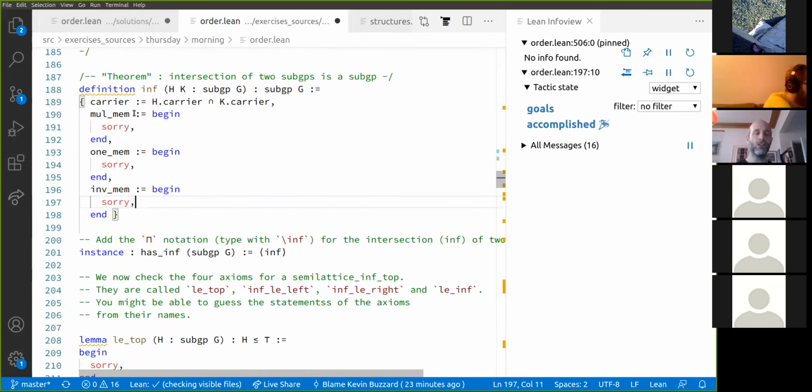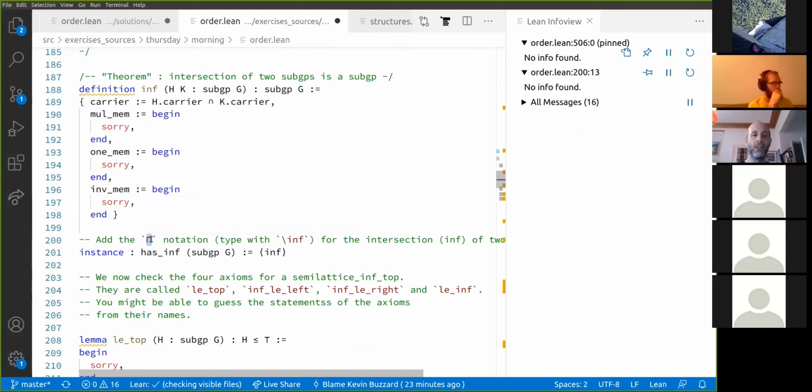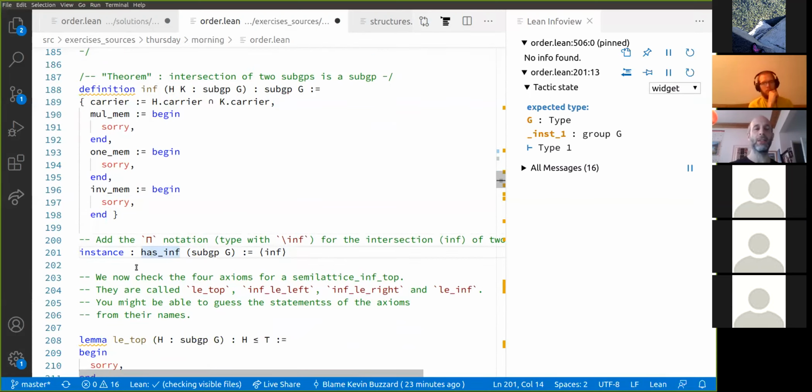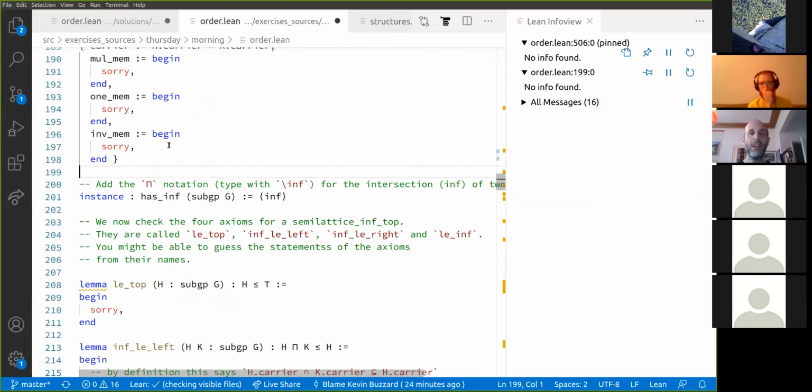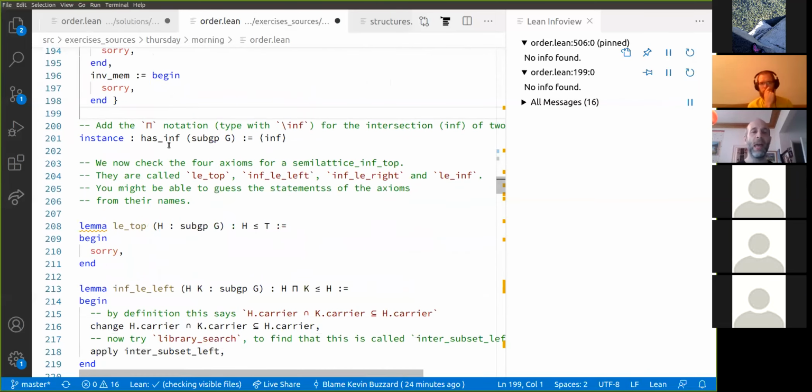And again, just like top, we have some weird computer science notation for inf. \inf gives us this exciting thing that looks a bit like intersection, but is a lot squarer. And this is a notation type class for has_inf. So now we can start talking about if H and K are two subgroups, we won't write H intersect K, the normal intersection, because we're not working with subsets. We're working with lattices. So we're going to use lattice notation. So we've defined inf and top, and now there are 4 lemmas to prove.